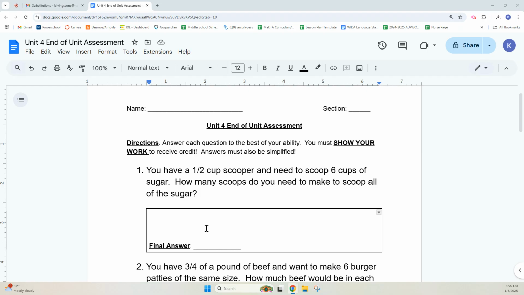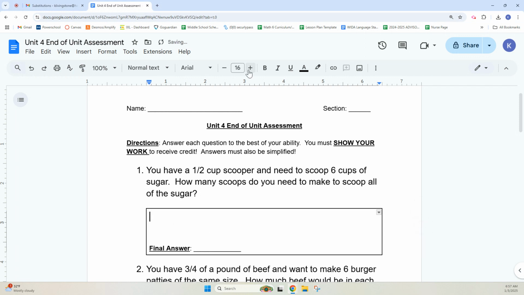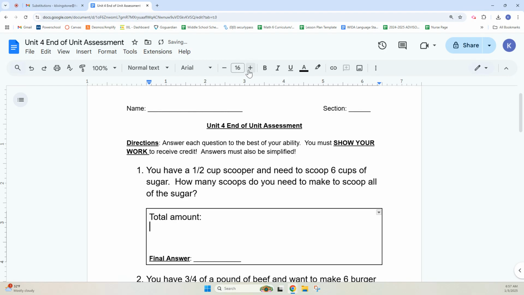Question 1 reads, you have a 1/2 cup scooper and need to scoop 6 cups of sugar. How many scoops do you need to make to scoop all of the sugar? So first thing we are going to do is identify the total amount that we have, and then we're going to identify the size of the groups.